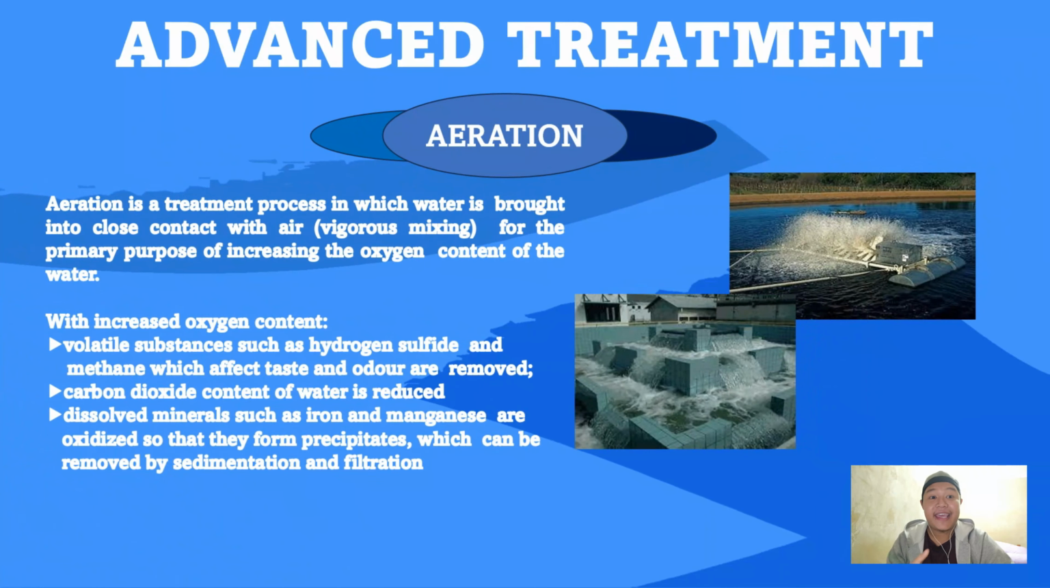The next category is aeration, where the water is vigorously mixed to increase the oxygen content of the water. With the increase of oxygen, the volatile substances that affect the taste and odor of the water, such as hydrogen sulfide, can be removed. This aeration step can also oxidize minerals such as iron and manganese that can bring health problems to humans too. The precipitate that forms during this step can be removed by sedimentation and filtration.